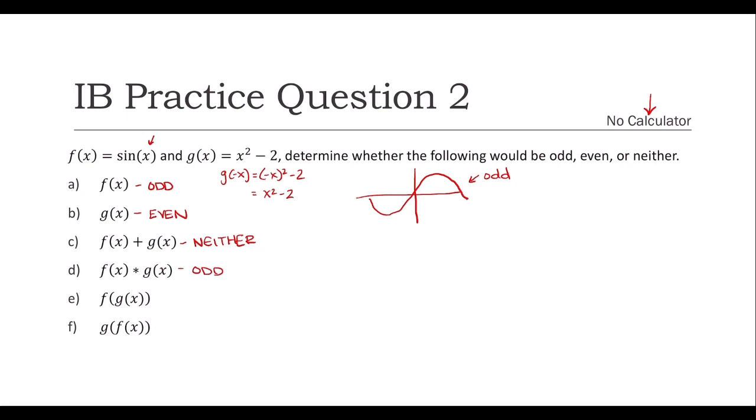Then we have f of g of x. So this would be our sine of x squared minus 2. So if we go ahead and plug in negative x, so our f of g of negative x, we can see if it's equal to our original function. So our sine of negative x squared minus 2 is going to equal our sine of x squared minus 2. So this is equal to our original function, so this will be an even function.